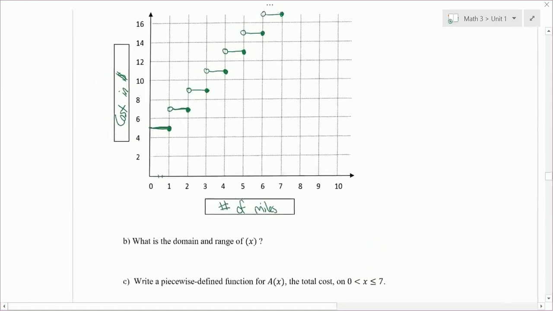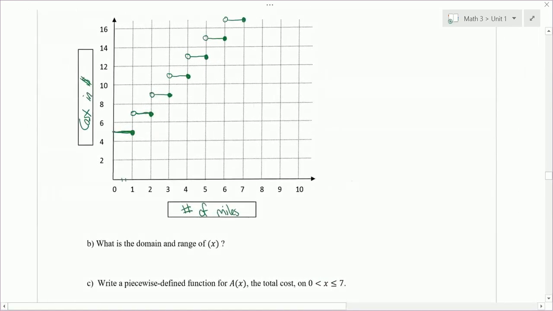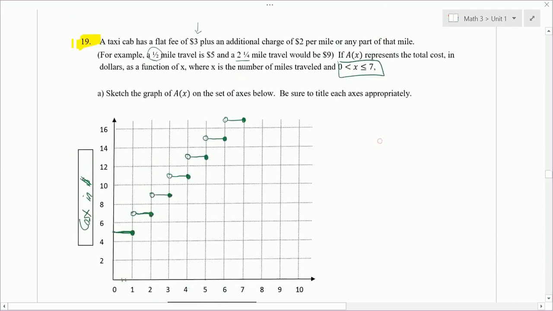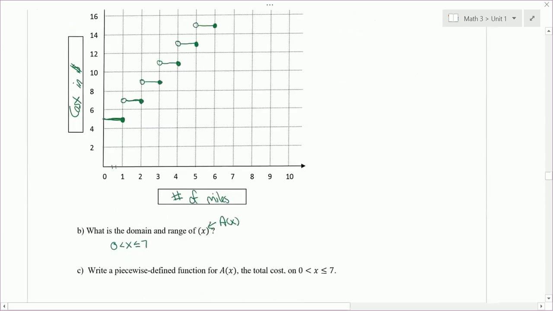Part B asks us what the domain and range is of A of x. And so our domain is everything from 0 to 7, and it's what's stated above. If we change that to interval notation, we can write parentheses 0, comma 7 bracket. That's the domain.